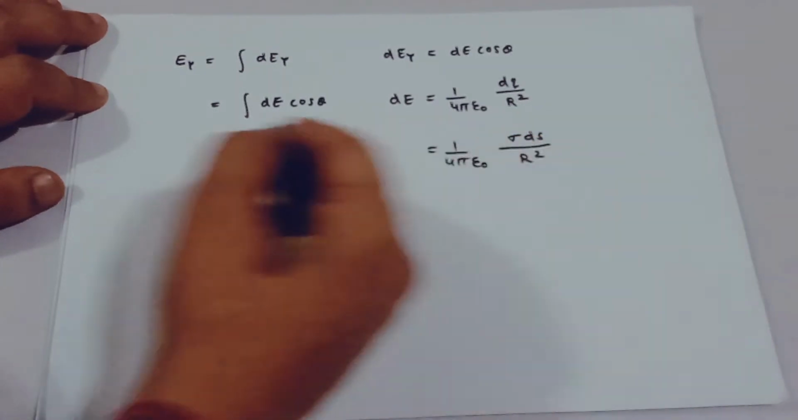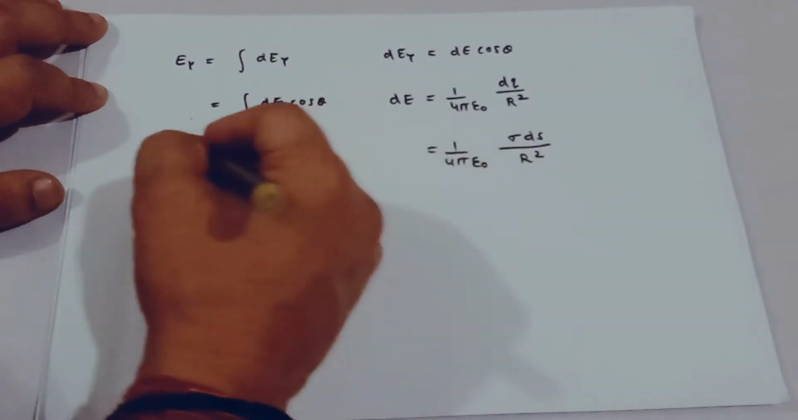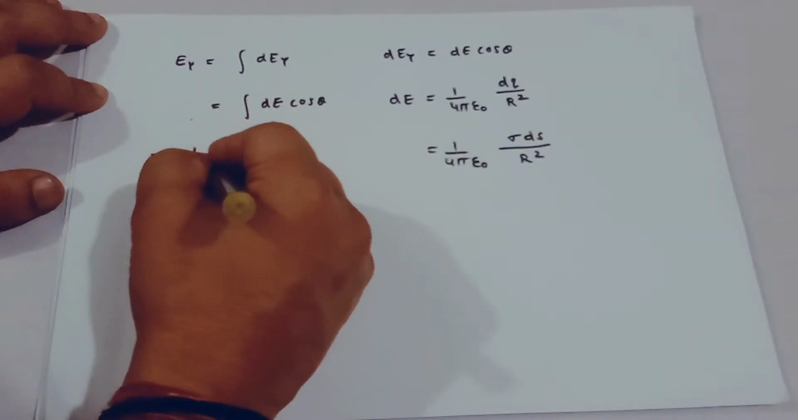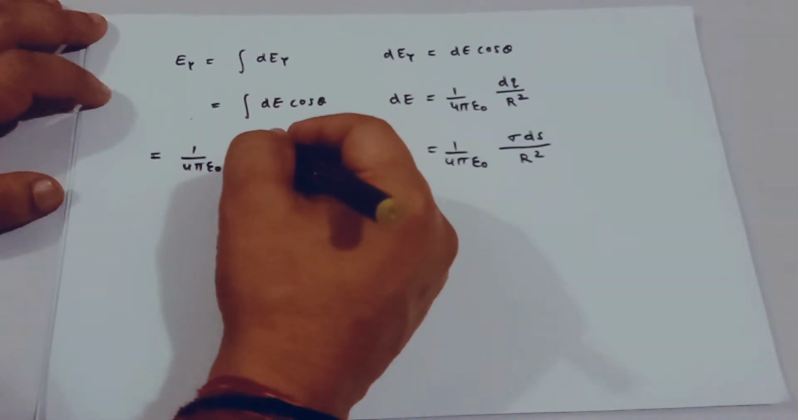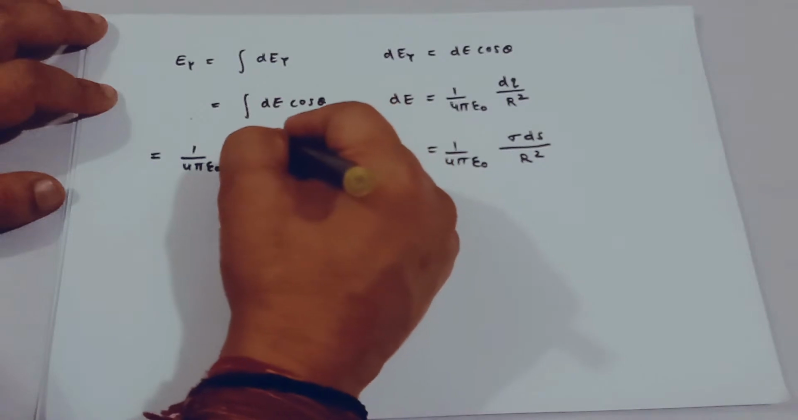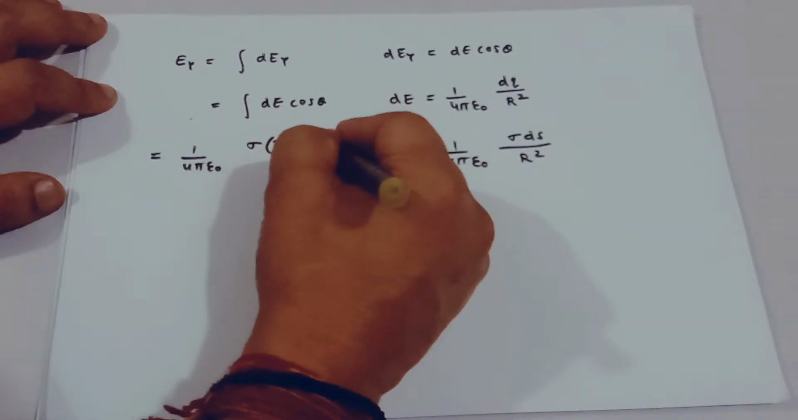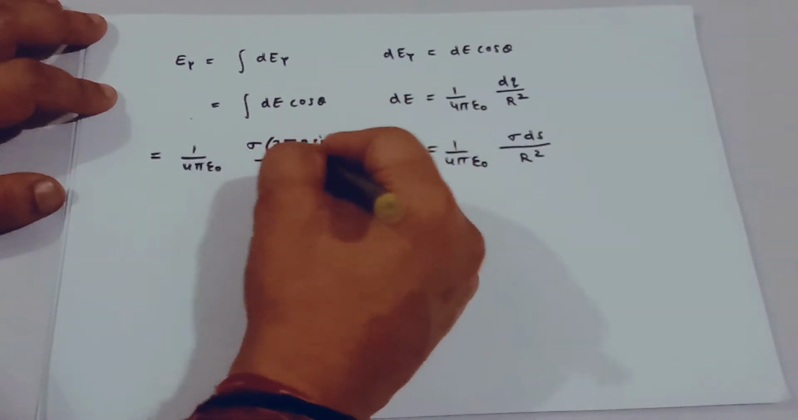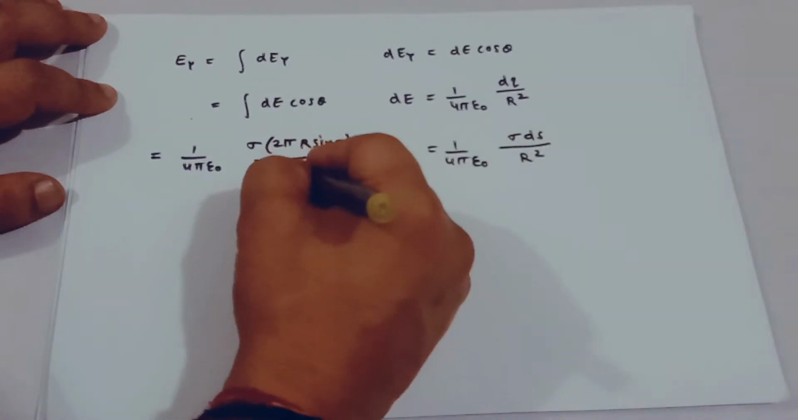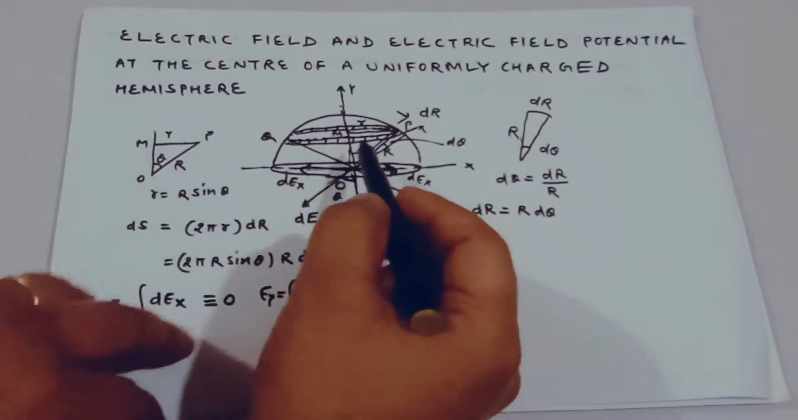So you can put this value here to calculate the electric field. That would be dE, which is 1 by 4 pi epsilon naught, sigma into ds. ds we already have calculated, which is 2 pi R sin theta into R d theta, and that is divided by R squared, and then you have to integrate. For the integration, the limit is in the form of this theta.